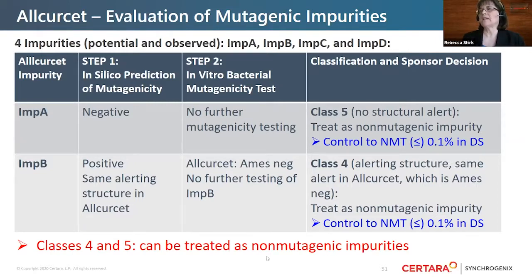So impurity A went through in silico predictions for mutagenicity, and in both types of analyses, impurity A came back as negative. Therefore, no further Ames testing or any other types of mutagenicity testing were required. Impurity A could be classified as a class 5 impurity, in other words, it has no structural alert, and therefore it could be treated as a non-mutagenic impurity. So the sponsor decided to control this impurity to not more than 0.1% levels in the drug substance, which is safely below the levels of the qualification threshold.